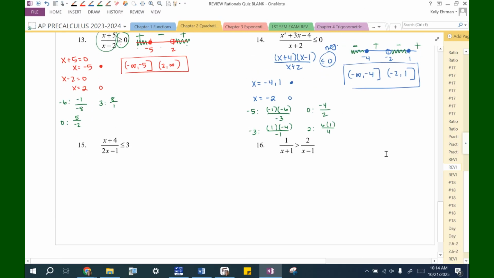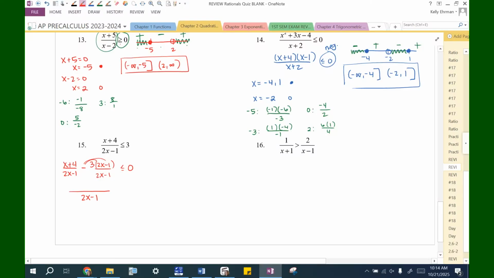All right, last two. So for these two, the fraction is not being compared to 0. So first you have to do that. So x plus 4 over 2x minus 1, we will subtract 3. And remember, when you subtract 3, you have to get a common denominator. So I'm going to go ahead and set that up. And then we need to distribute a -3 through. So put this whole thing over 2x minus 1.